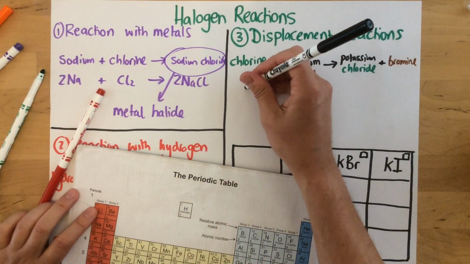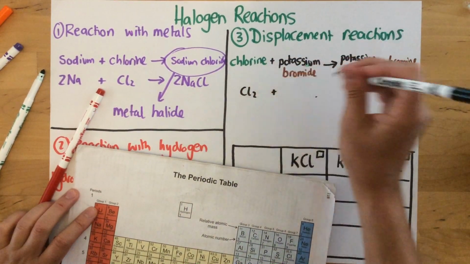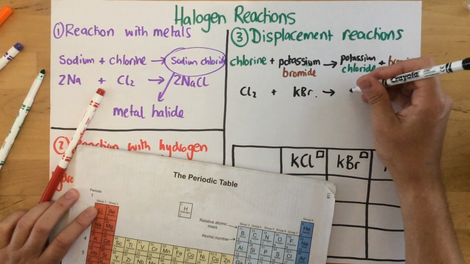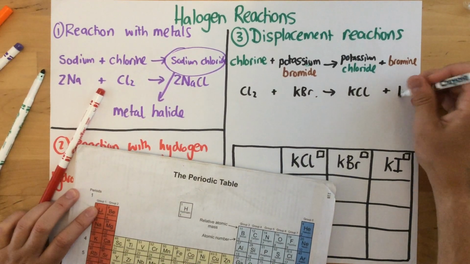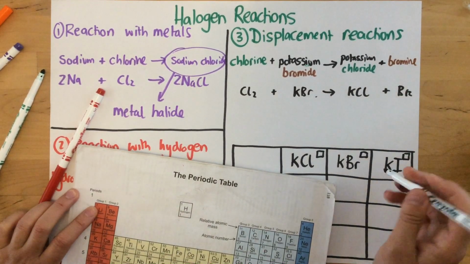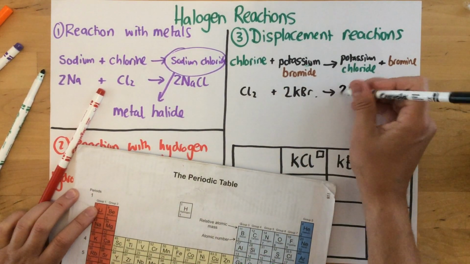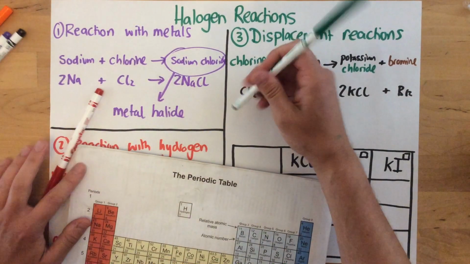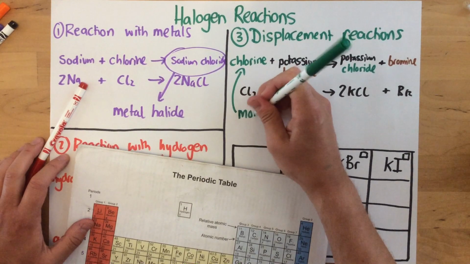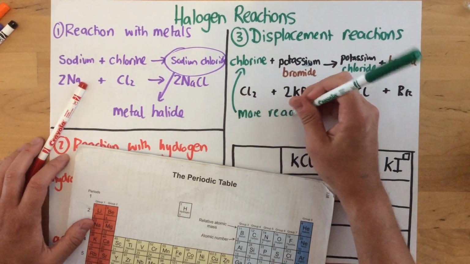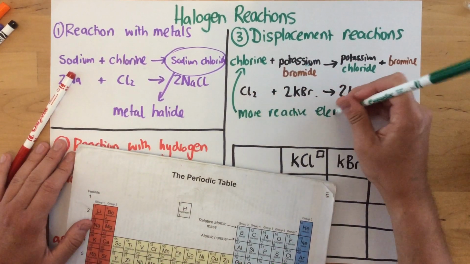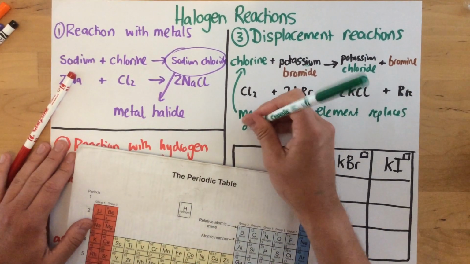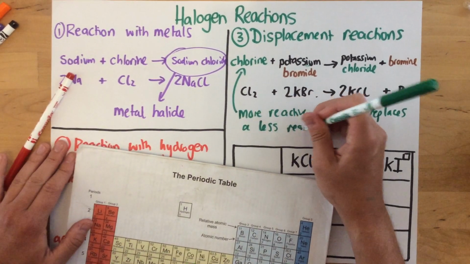To quickly show you, the symbol equation underneath would look like this: KCl plus Br2. And just to balance it, I need a 2 there and a 2 there. So remember, a displacement reaction is when a more reactive element replaces a less reactive element.